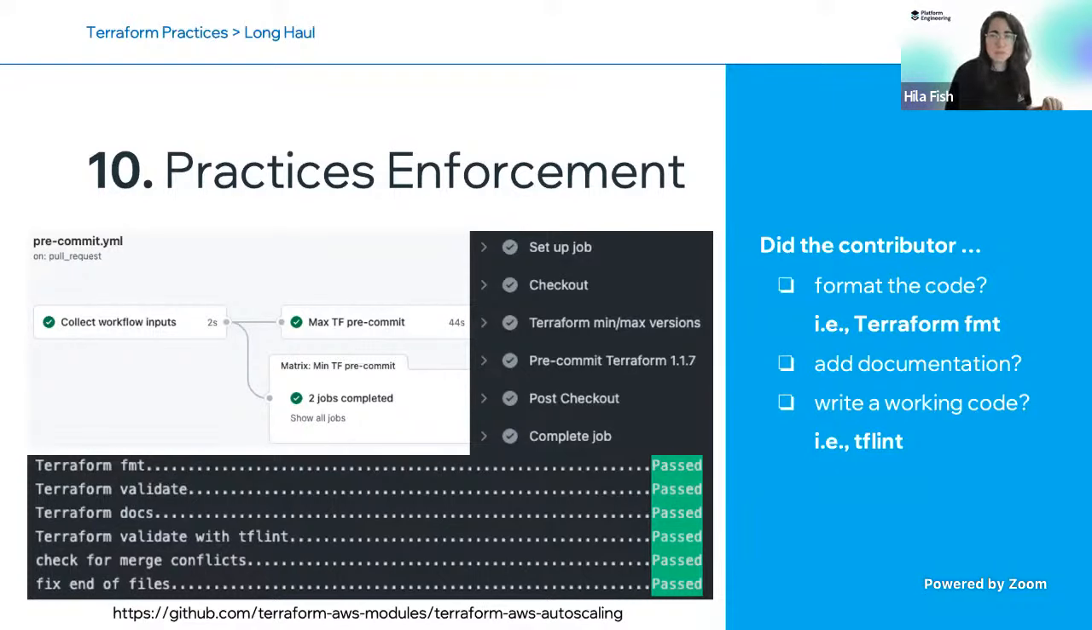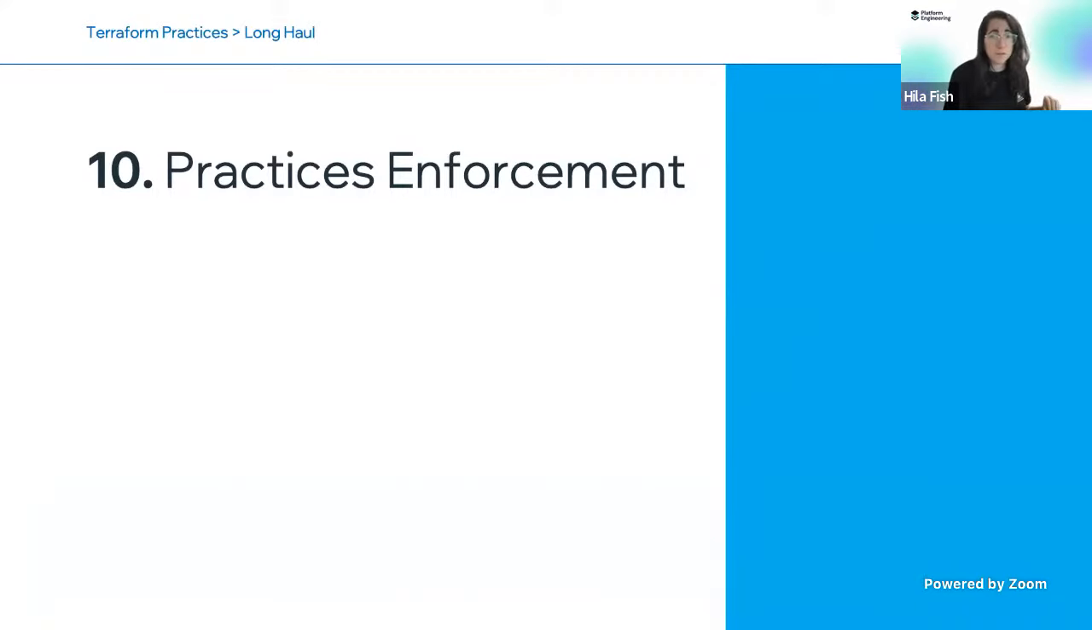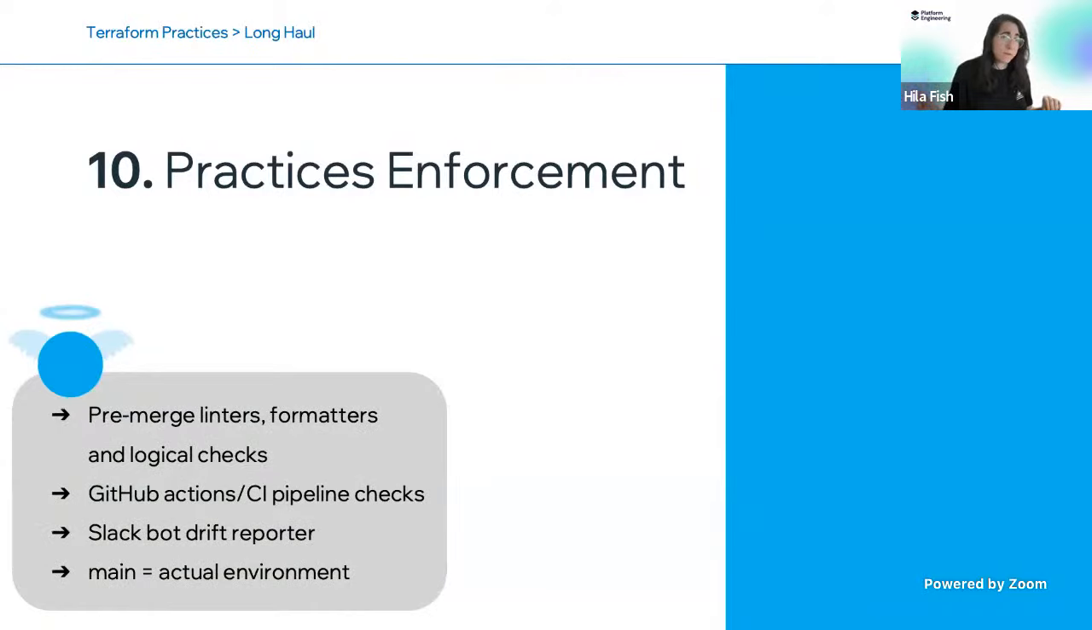So it's really awesome to set up these checks, including TFLint, because it will really help you maintain a high quality of the code. So this is an example for the community modules, but again, you should do it for your internal modules as well. And these simple checks can easily remind developers to keep a high quality standard of PR as best as possible. So the good thing is to have pre-merge linters, formatters, and logical checks. You can do it with GitHub Actions. We do it here at Wix with GitHub Actions. You can do it with CI pipeline checks as well.